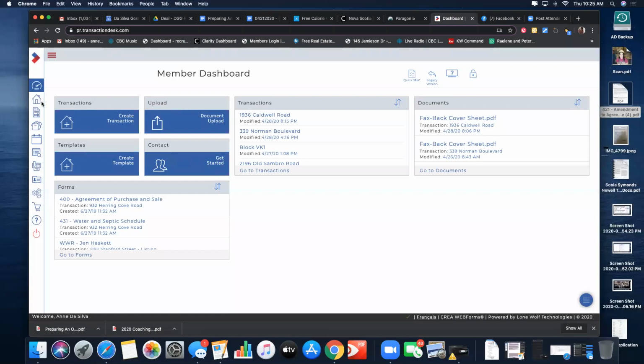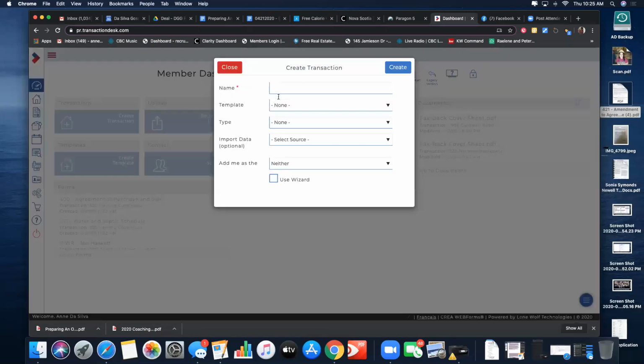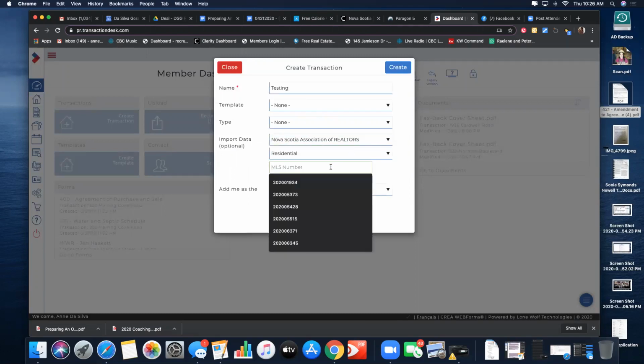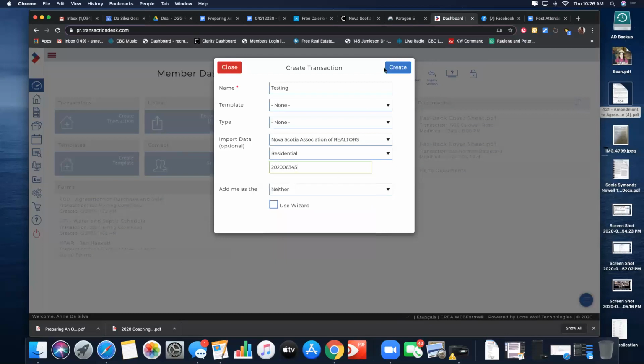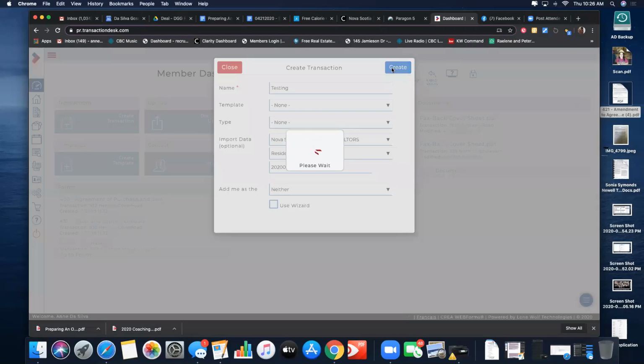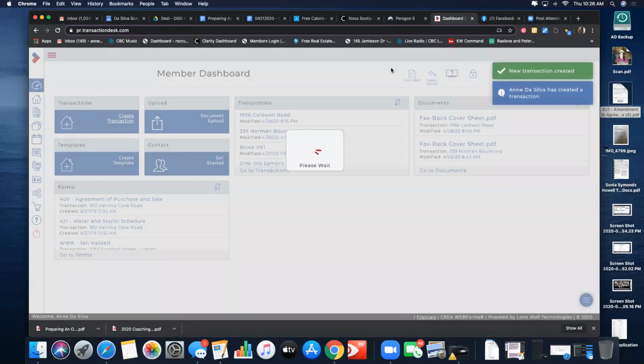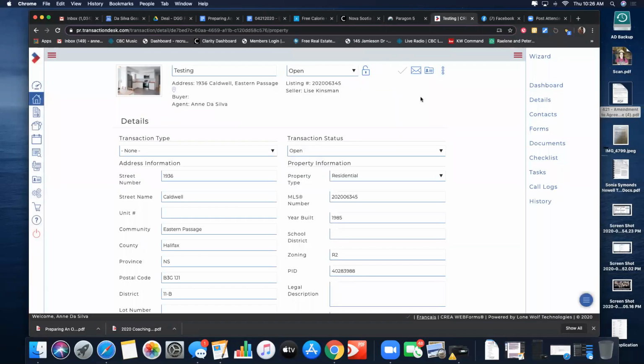Okay, so let's do a draft transaction. Then you can import your data. I'm not intending to do a web forms course. I'm just going to pull up a property that I had looked at the other day online. It doesn't make any difference what property it is. When you add the MLS number, it's going to pull the info for you, which will save you on data entry.